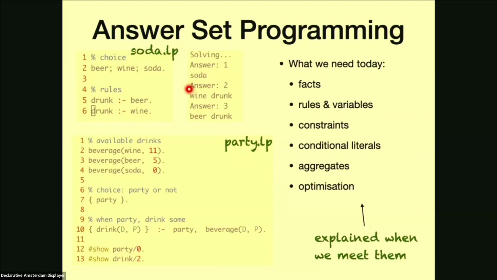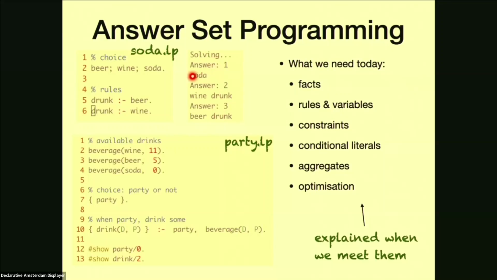And let's begin with the file called soda, which is basically a very, very simple model for having a drink, determining when you get drunk or not. We could do better probably, but if you run this, then it gives you this answer. And here you can see that it has found 3 answers, or 3 models.